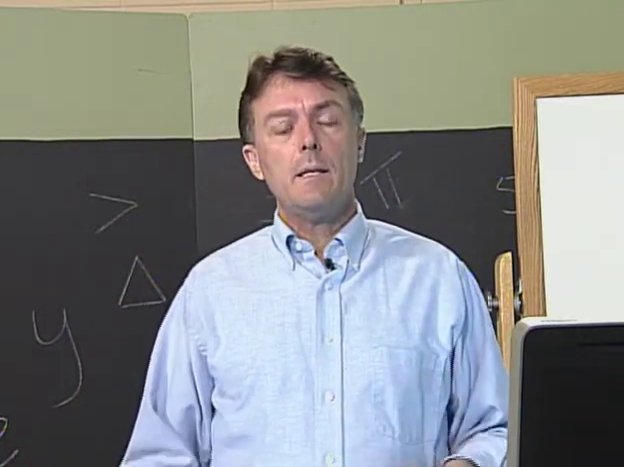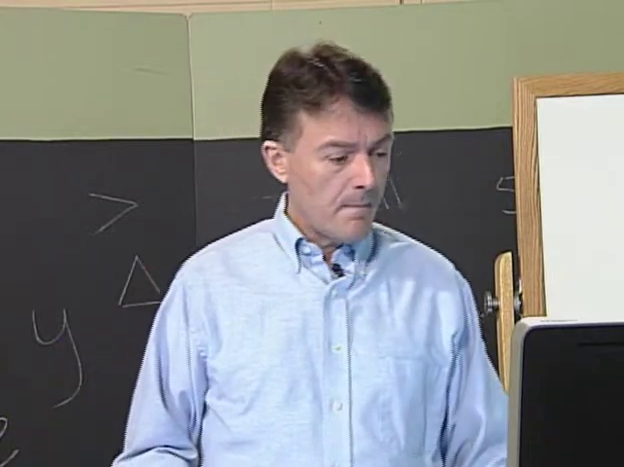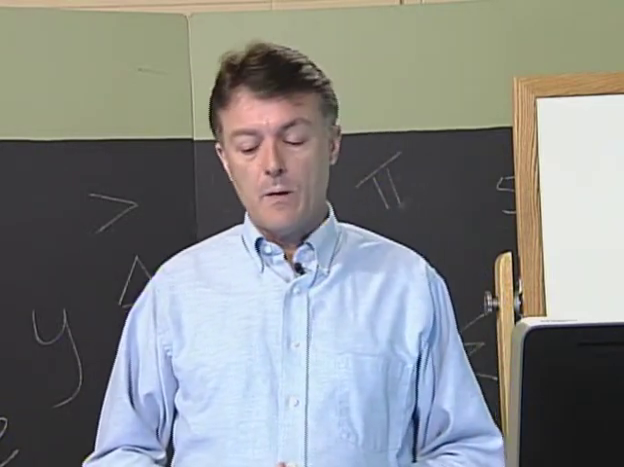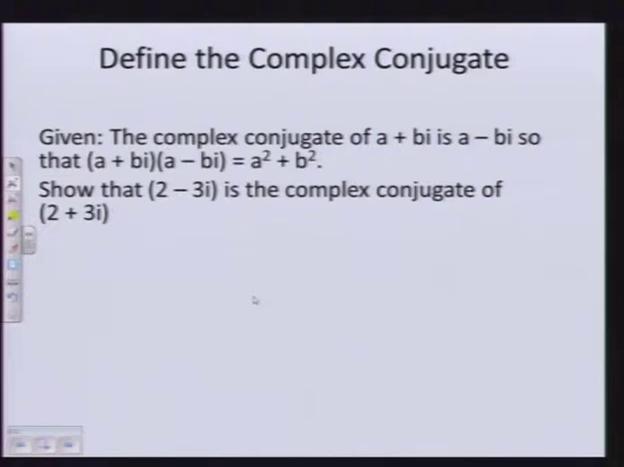All right, so let's see what happens as we work with the complex conjugate. What we're given here, and I've restated the definition, is that the complex conjugate of a plus bi is a minus bi, so that a plus bi times a minus bi is equal to a squared plus b squared. We want to show that 2 minus 3i is a complex conjugate of 2 plus 3i. All right, so how are we going to do this? Well, here we're going to just multiply and see if we end up with a squared plus b squared.